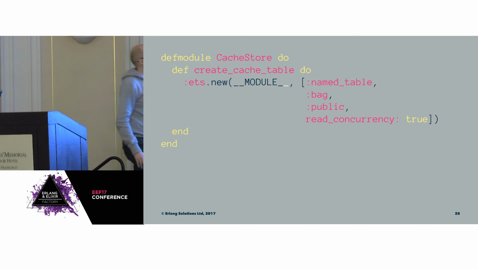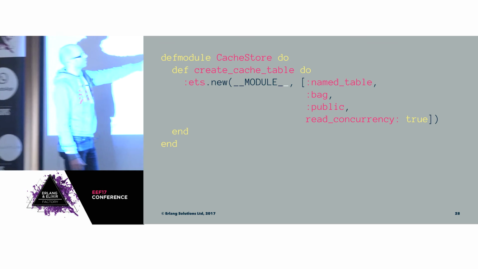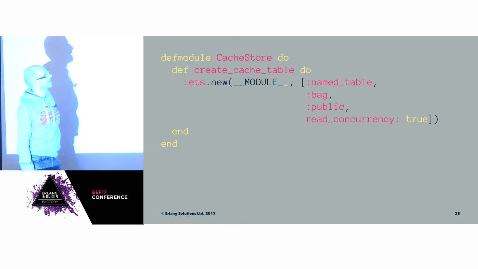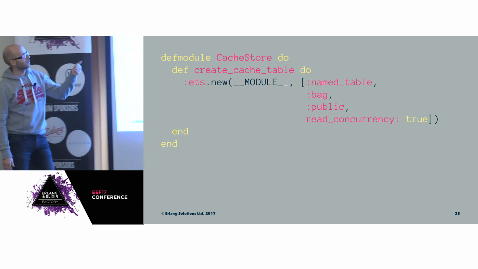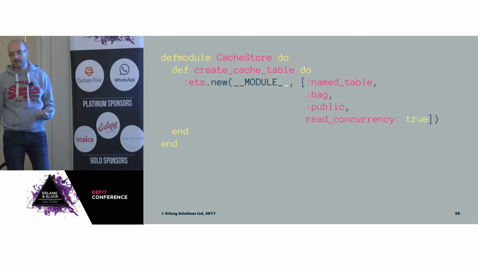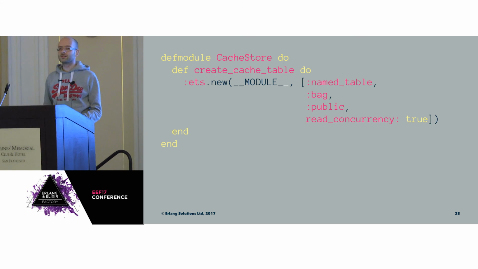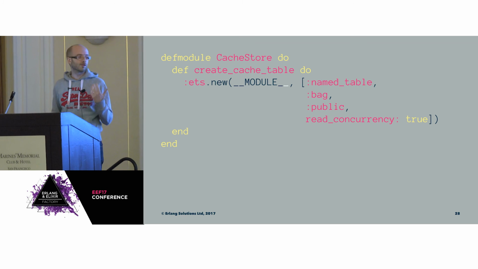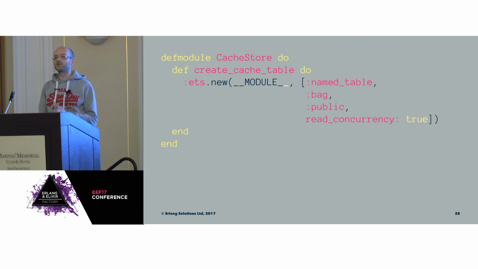So what Brujo is referring to is the public flag that makes the table possible to be accessed by any other process. So that means that it's also potentially something that you need to think about if you have data that you don't want to be accessible from other places in the application.